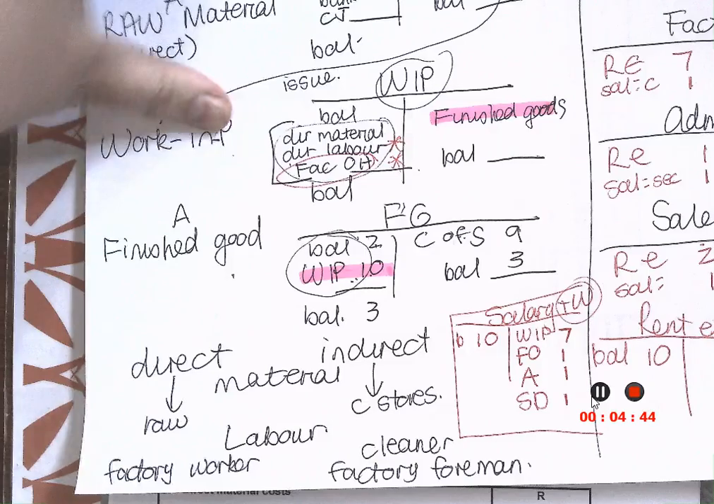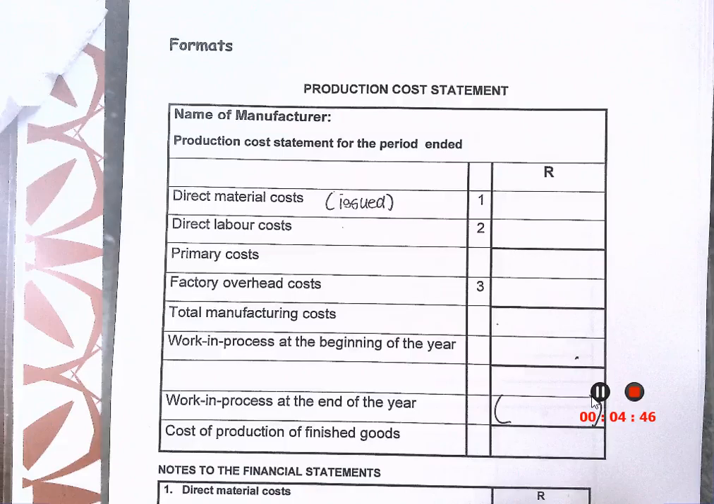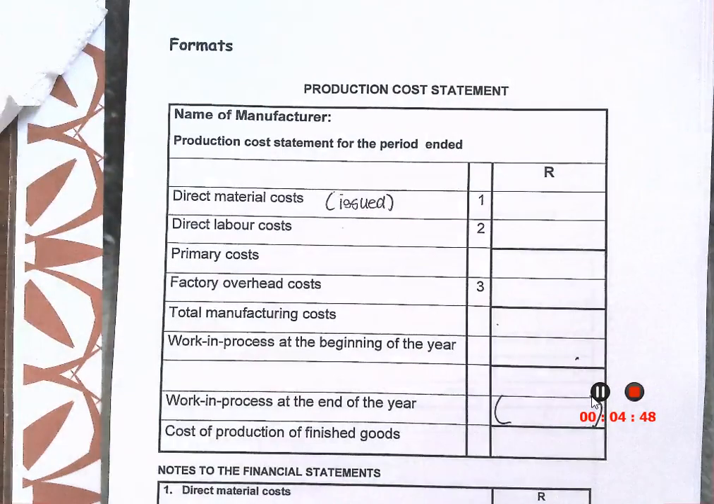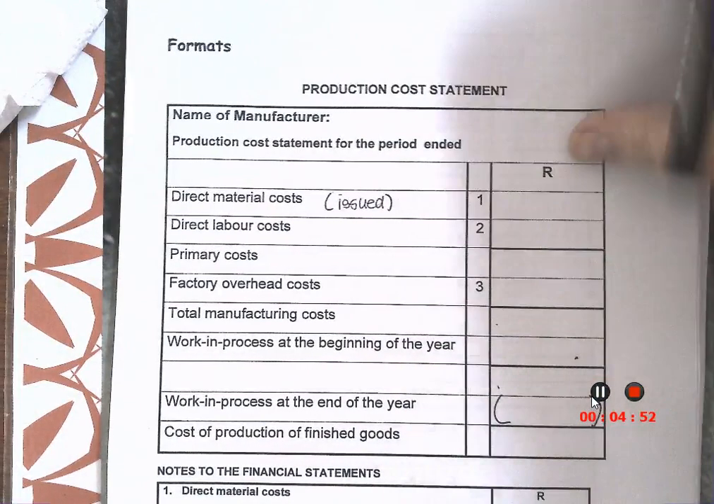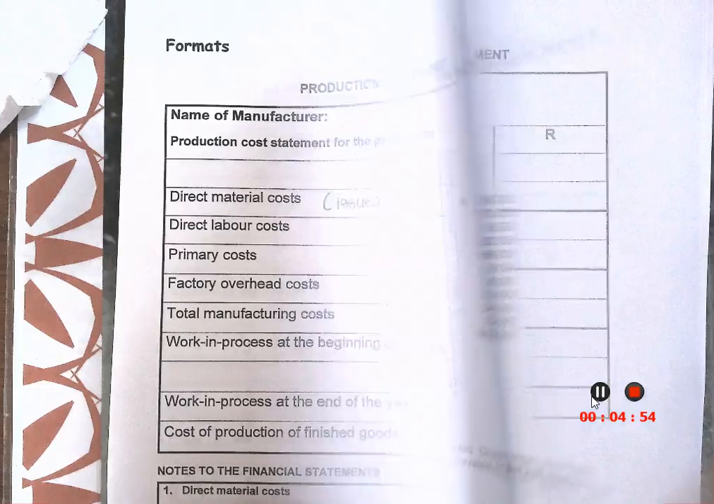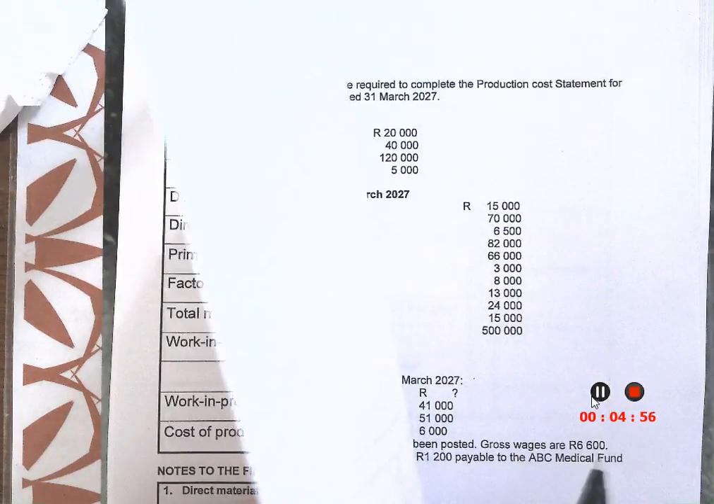Okay. Yes, what's the empty space for? It's a subtotal. So there's nothing going to be there, and you won't get marks for it. Okay, let's start with question 1.